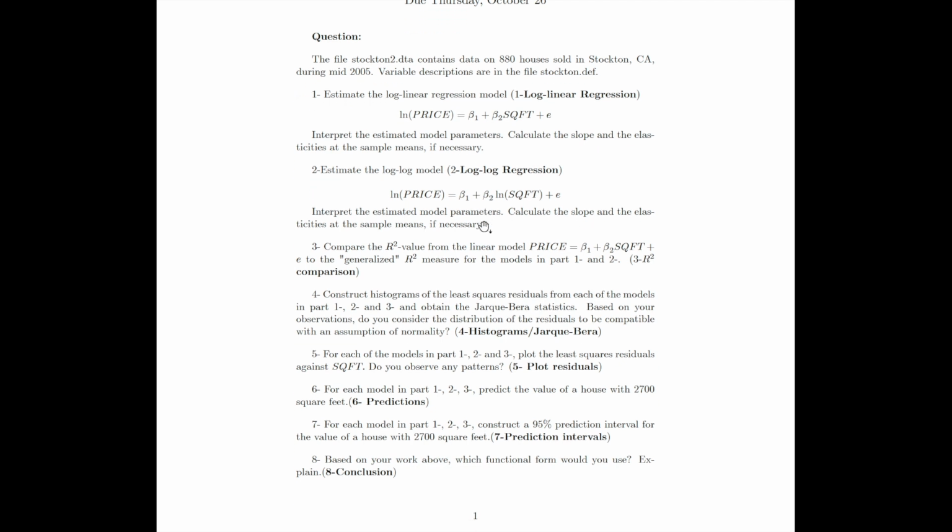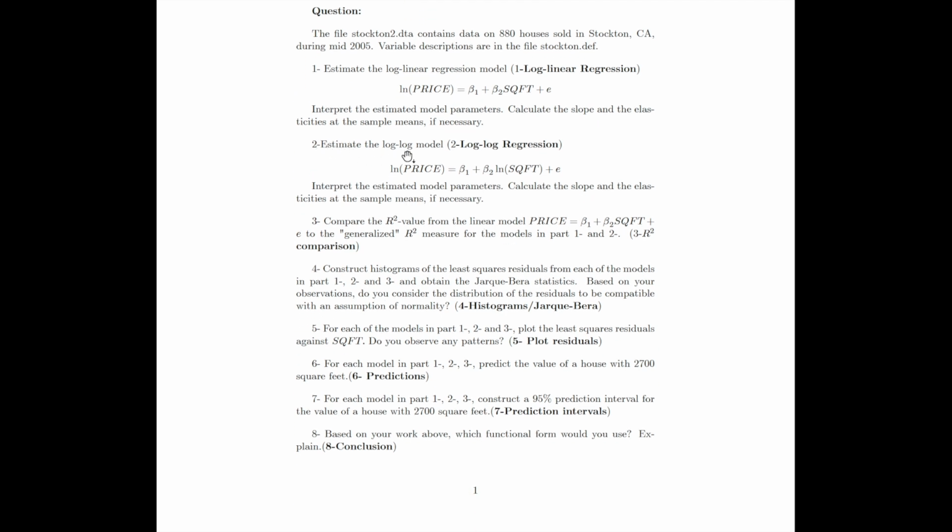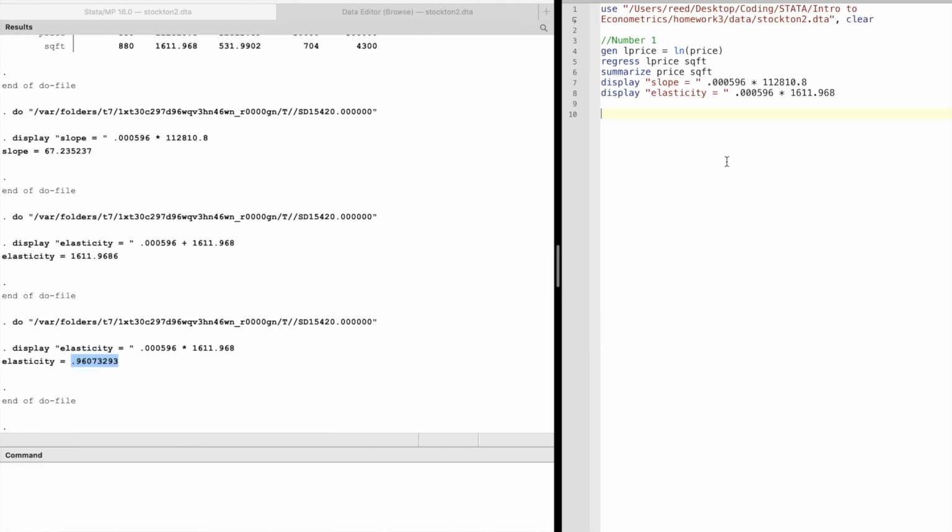So let's move on to number 2. Estimate the log-log model, with ln price and ln square feet as variables, and interpret the estimated model parameters. Calculate the slope and elasticities at the sample means if necessary. Okay, we're going to do it. So number 2. Now we need to make a log of square footage variable the same way.